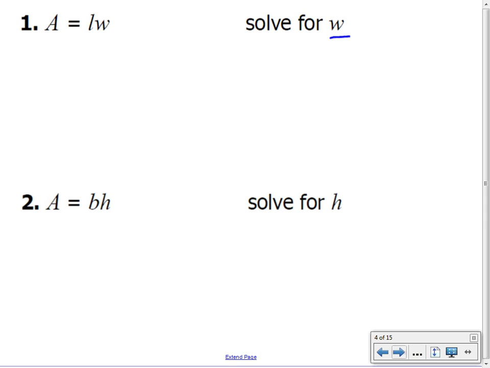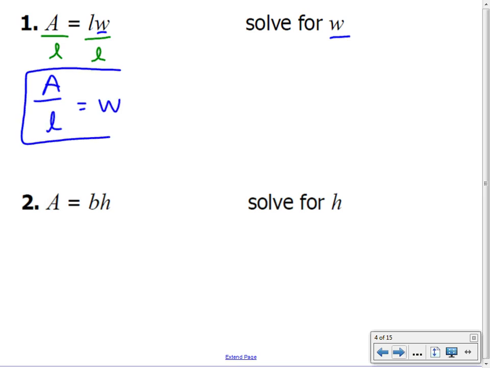So for number 1, we're solving for w. Well, here's W. W is being multiplied by L. So to undo that, I need to divide by L. So our answer is this simple. We say that A divided by L is equal to W. And that's our answer. That's all we're doing. It's almost easier than a normal equation because we don't have to do any calculations. We're just doing the inverse operations.